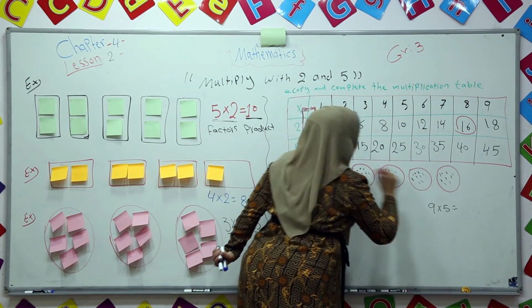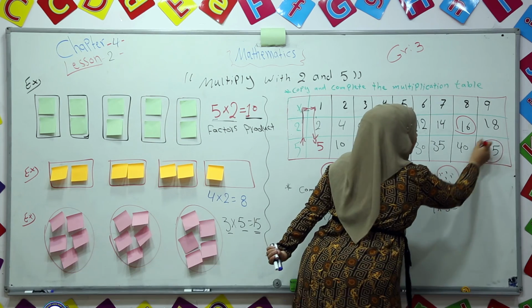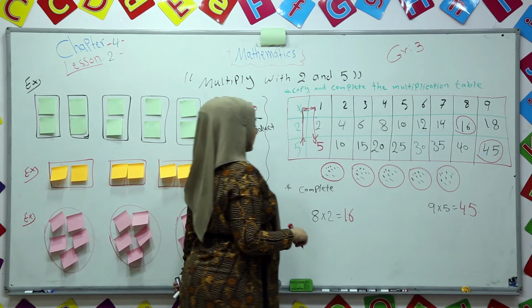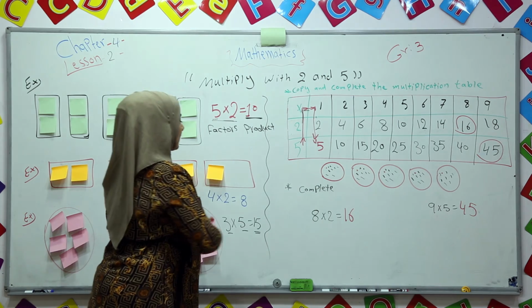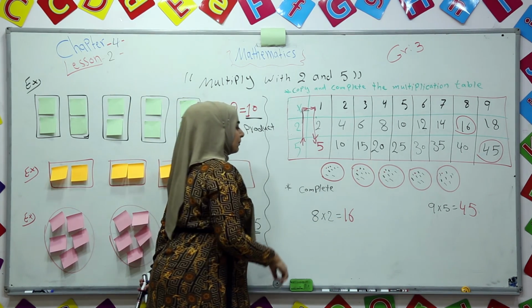9 times 5, the answer is 45. These two numbers are factors, and this is the product.